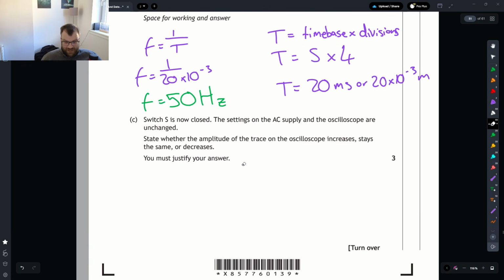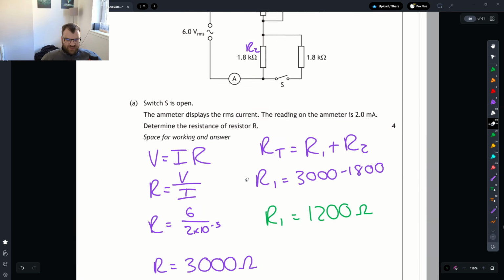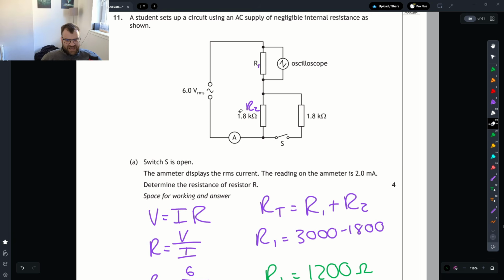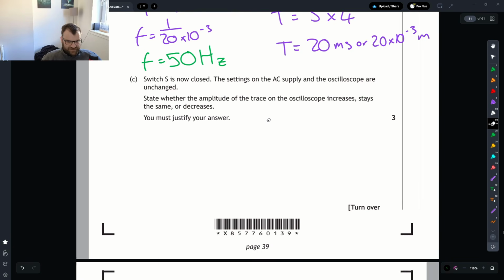For part C, we are asked now to take into account the fact that we're going to close switch S. So now we've got all the resistors in the circuit. And this is adding a bit of parallel to the circuit. And in parallel circuits, the resistance is lowered for that. So then we need to start puzzling through how that's going to affect it.